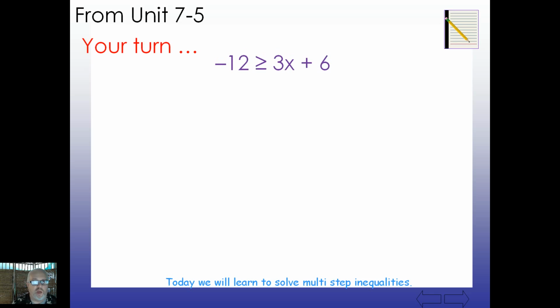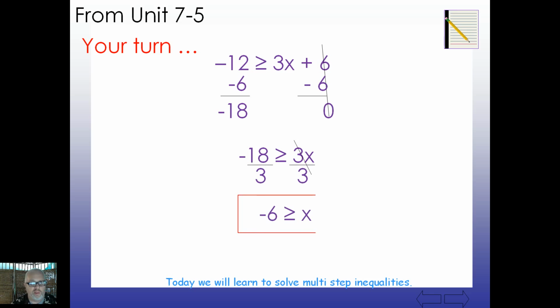All right, give this one a try on your own, and let's see how you do. All right, getting rid of what's farthest away from x. Did you subtract 6 first? Okay, so this leaves us with 3x is less than or equal to negative 18. Divide both sides by what number? By 3, correct? Is that a positive or negative 3? Well, it's a positive 3, so we're not worried about messing with the inequality. Just leave it alone. X is less than or equal to negative 6.